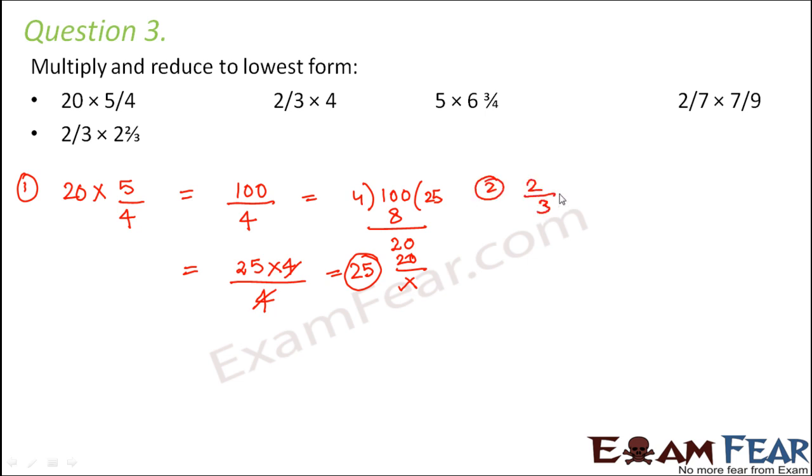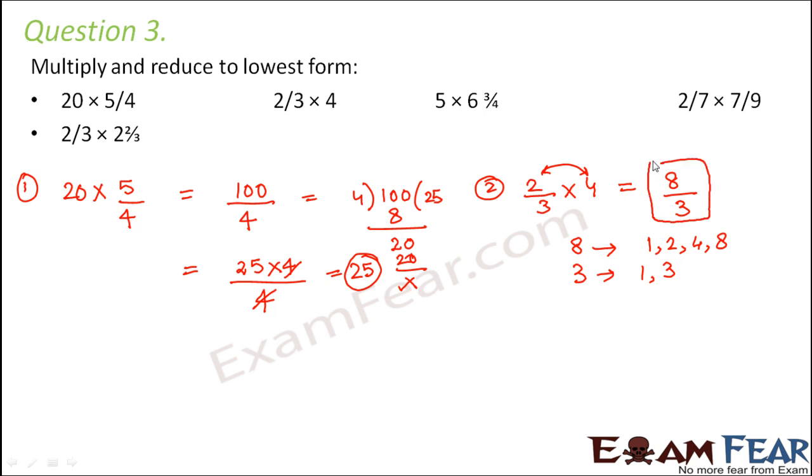So 20 multiplied by 5 by 4 is equal to 25. Let's look at the second one, that is 2 by 3 into 4. So here again you multiply the numerators together. So this would be 8 divided by 3 into 1, which is 3. So is it in the lowest form? Yes, it is already in the lowest form, because if you compare the common factors of 8 and 3. So what are the factors of 8? 1, 2, 4, 8. And what are the factors of 3? 1 and 3. So do you have any common factor between the two except 1? No. Therefore, this is already in the lowest form.